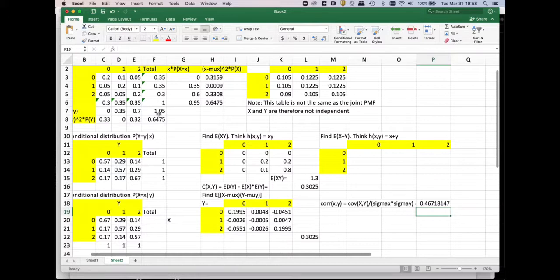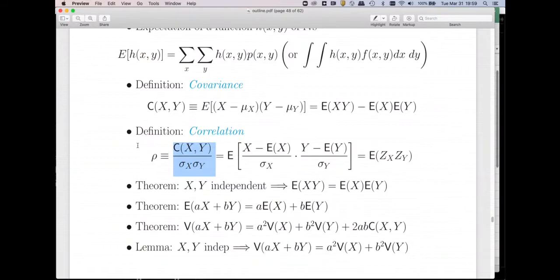So let me interpret this. What this says is higher values of x are associated with higher values of y. Okay, so when x has a good day, y tends to have a good day also. All right, let's go back to the course packet.